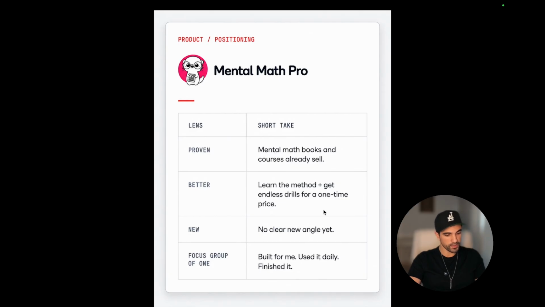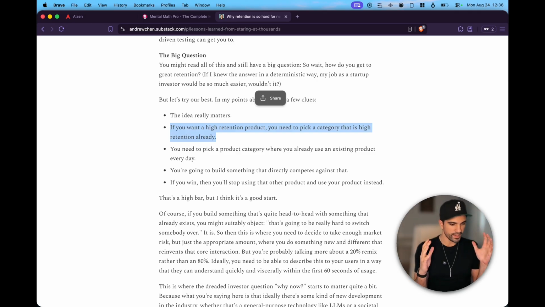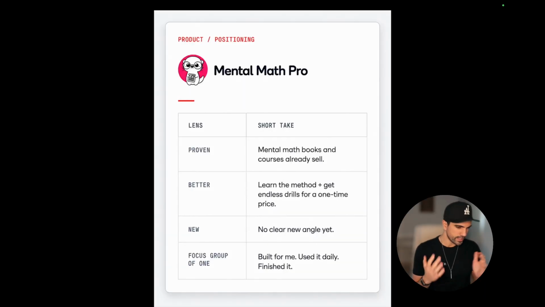And it's related to something we talked about earlier in the lecture. Can you guess what it is? Basically, books and courses are a one-time product. You read them, you practice, you're done. And the problem with that is really clear when you see this quote by Andrew Chen, which is, if you want a high retention product, you need to pick a category that is high retention already. And the category I picked to build a better product on top of is not a high retention category. And that explains the terrible Mental Math Pro retention, which means that the solution, again, Andrew Chen, is to pivot.